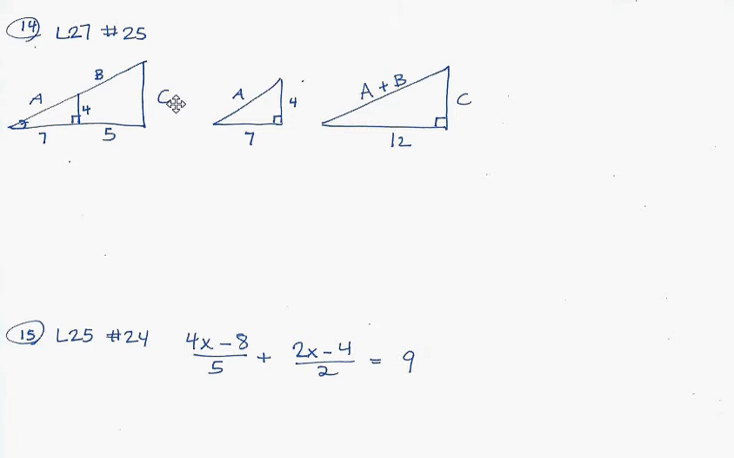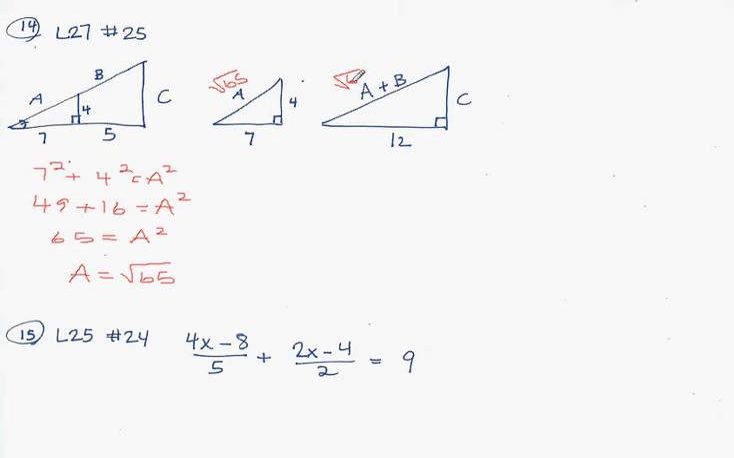You have to find A, B, and C for this one. These are rather long. You can find A using the Pythagorean theorem. 7 squared plus 4 squared equals A squared. 49 plus 16 equals A squared. 65 equals A squared. A equals the square root of 65. So this is the square root of 65, and this is the square root of 65 plus B.